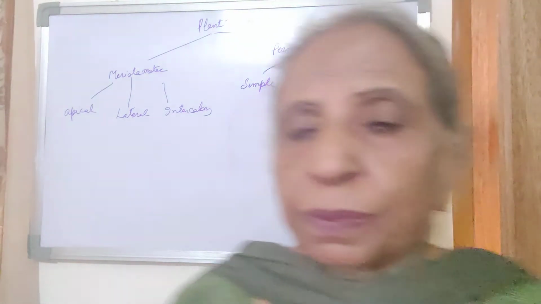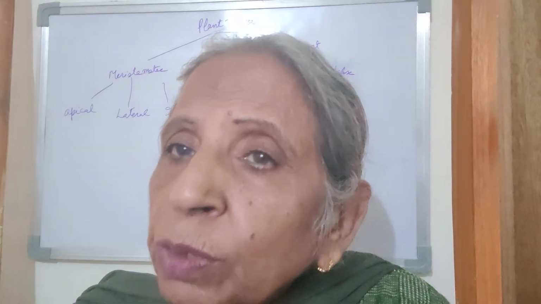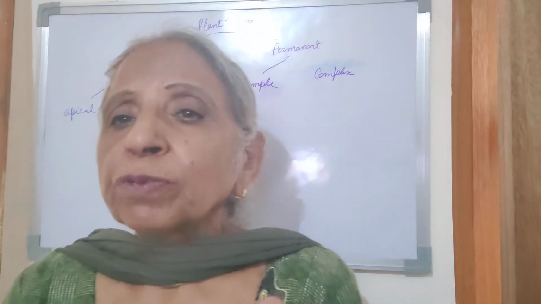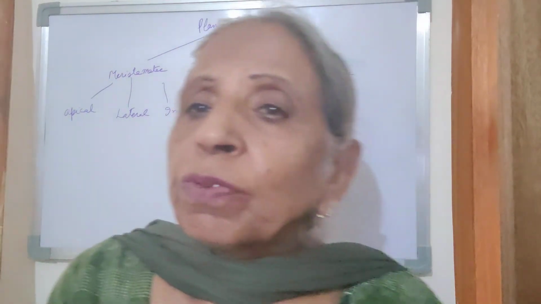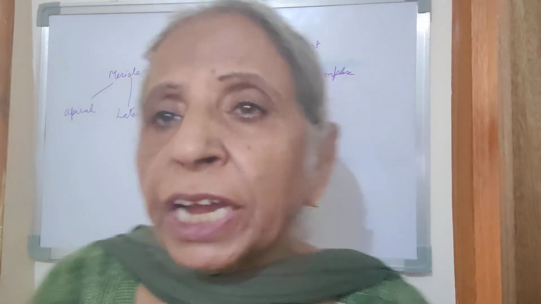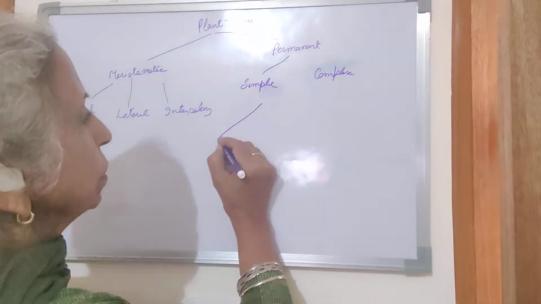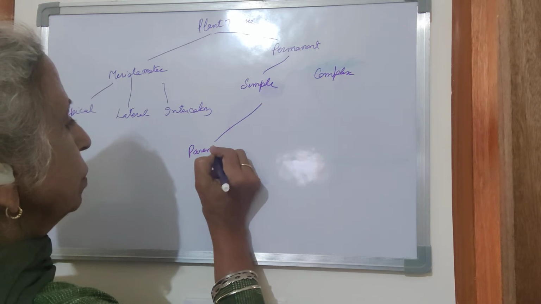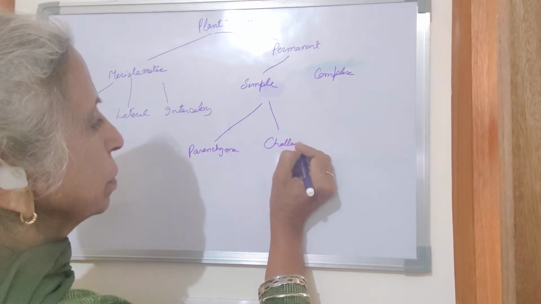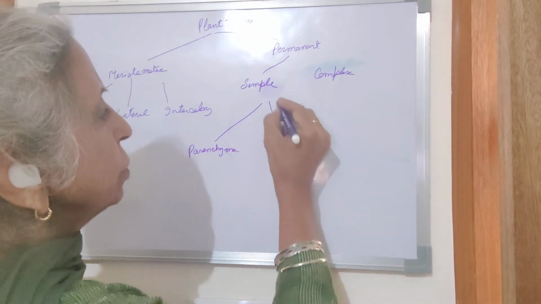Simple permanent tissue has simple cells. In this, one kind of cells are grouped together to perform a certain type of function. In simple permanent tissue, there is a single type of cells, grouped together to perform a specific function. Simple permanent tissue is of three types: parenchyma, collenchyma, and sclerenchyma.